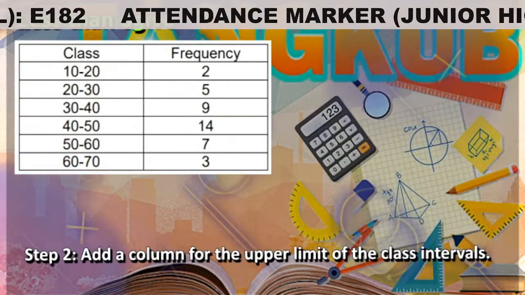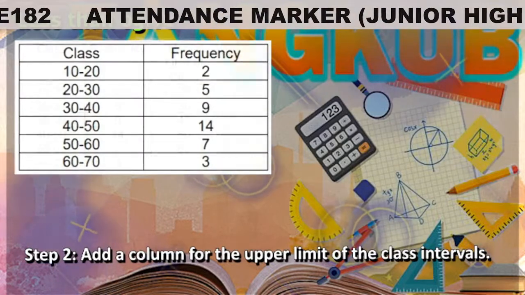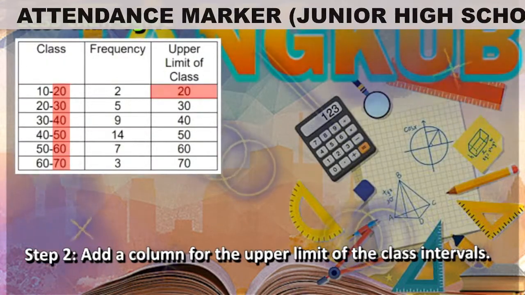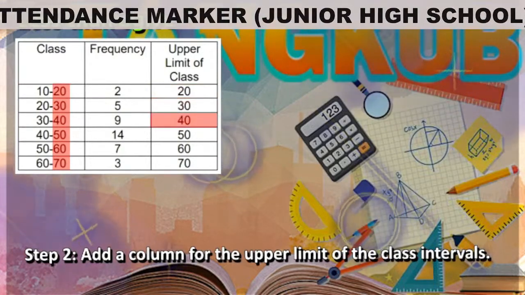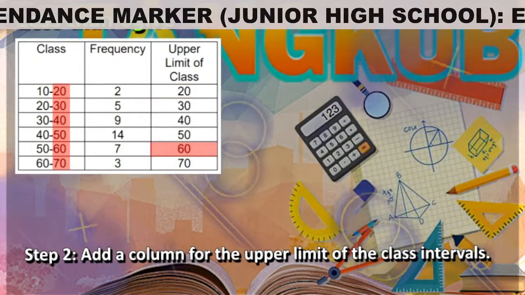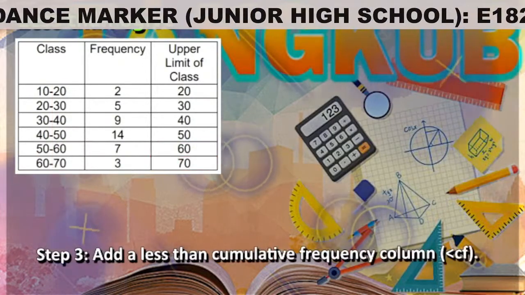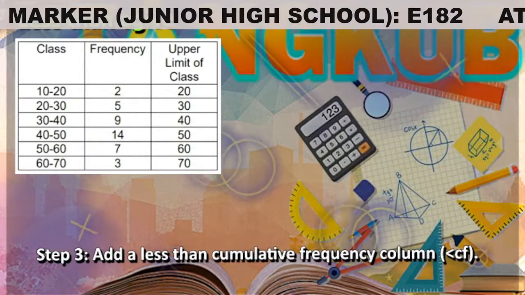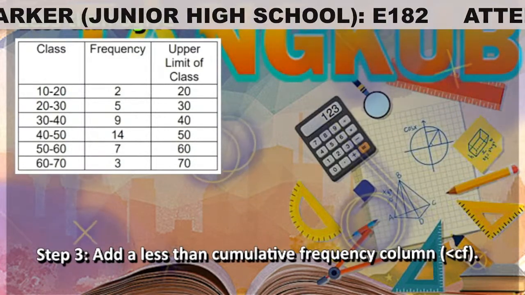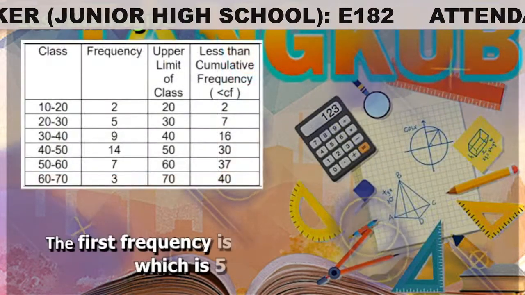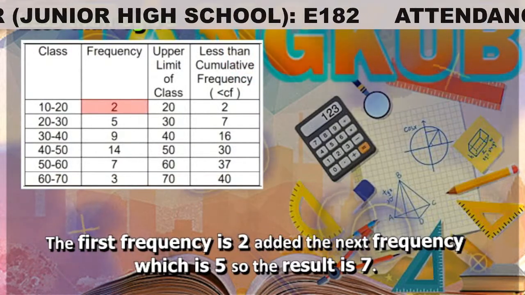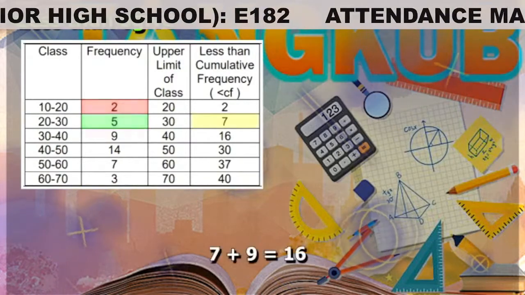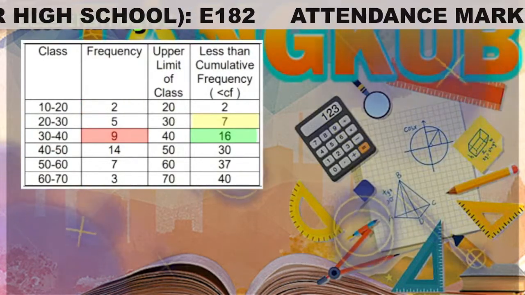Step 2. Add a column for the upper limit of the class intervals. So we now have the upper limits of the class intervals: 20, 30, 40, 50, 60, and 70. Step 3. Since it is a less than ogive, add a less than cumulative frequency column, or less than CF. So we now have the first frequency is 2, added to the next frequency which is 5, so the result is 7. 7 plus 9 is 16, and so on.